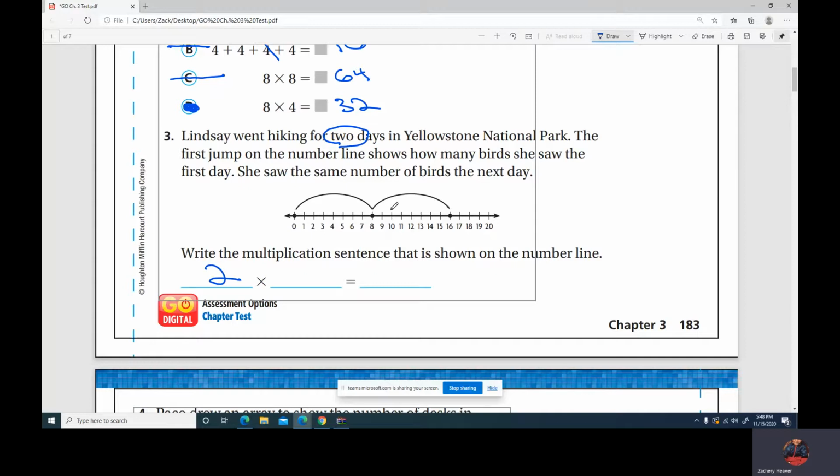And 0 to 8 and 8 to 16. We know they jumped each time equally, which is 8. And 2 times 8, it ended on 16. Simple as that. 2 jumps, so 2 is the first number, which is 2 days, and they saw 8 birds each day because 0 to 8 and 8 to 16 is 8, and they are equal. So 2 times 8 is 16.